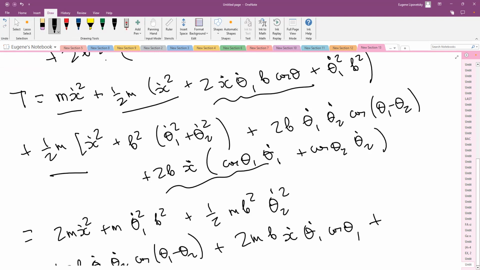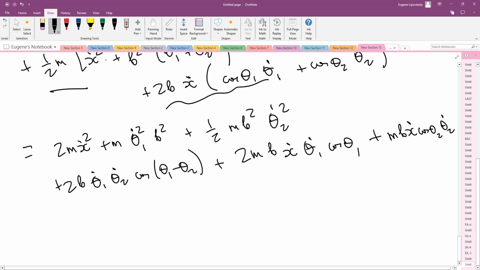Plus this term will be 1/2 times 2 will be 1. So it's going to be m b x dot cosine of theta 2 times theta 2 dot. That's going to be the expression for the kinetic energy.